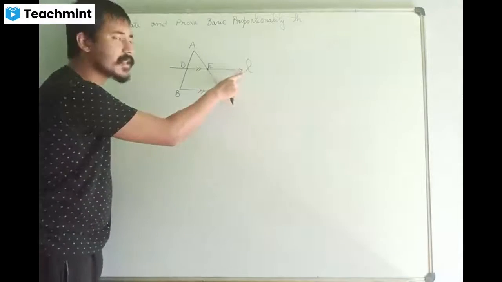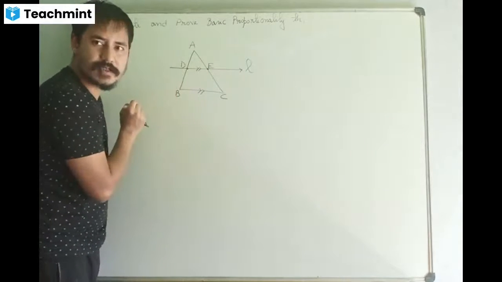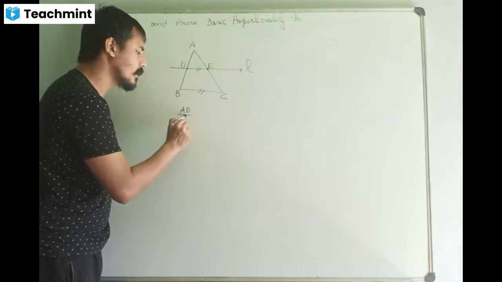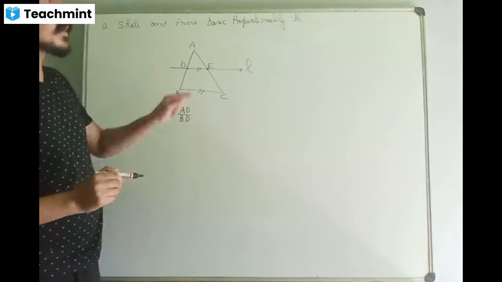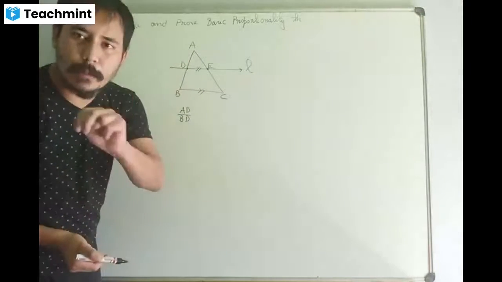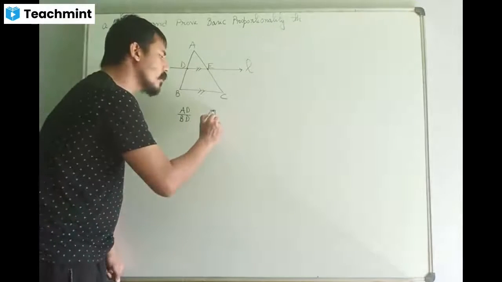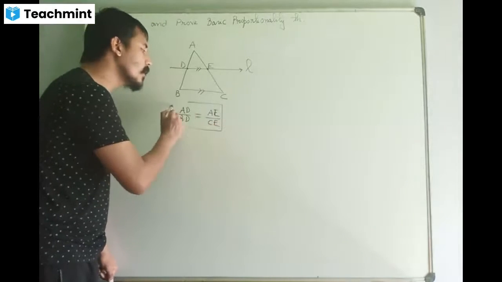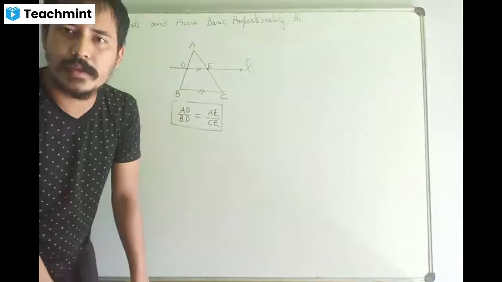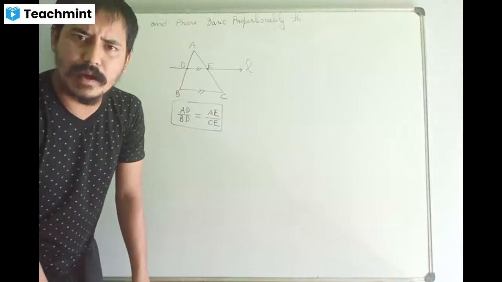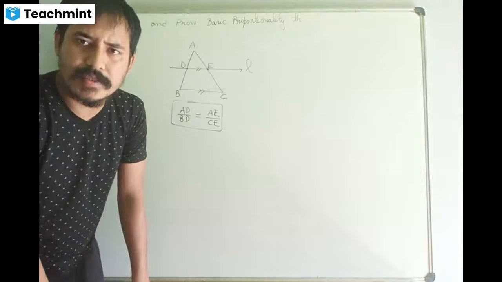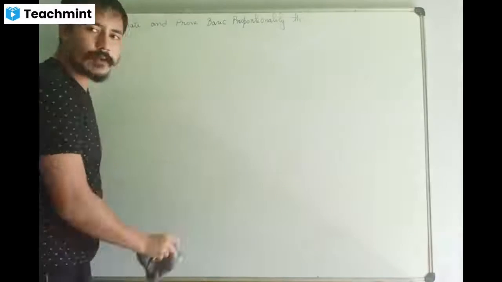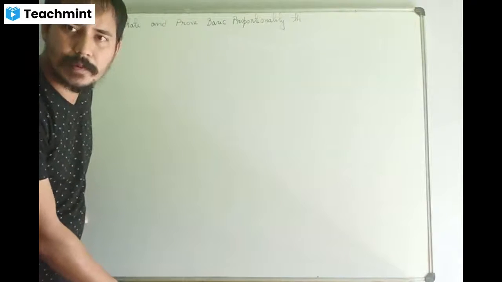See, this line L has divided AB into two parts, AD and BD. You take the ratio, AD upon BD. The line L also divides AC into two parts. So you take the ratio of the two parts. So these two ratios will be equal. That is what the basic proportionality theorem tells us. Are you clear with it? Shall I repeat the statement again? First, you try to understand the statement, then comes the proving part.